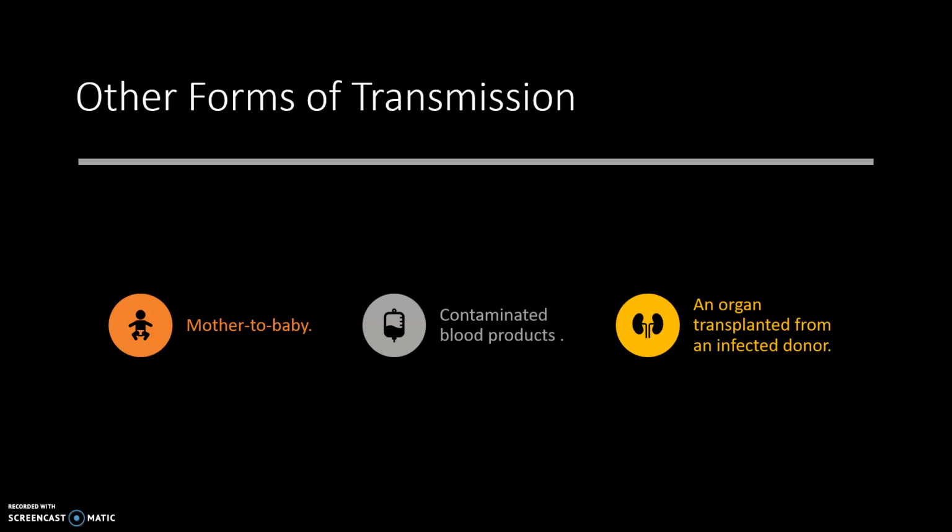So there are also other forms of transmission. Say you're a woman and you're pregnant and you're infected, you can transmit the disease to your baby. Also, you can get the disease by contaminated blood products such as blood transfusions, and also you can get an organ transplant from an infected donor.